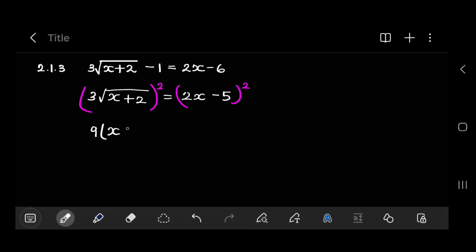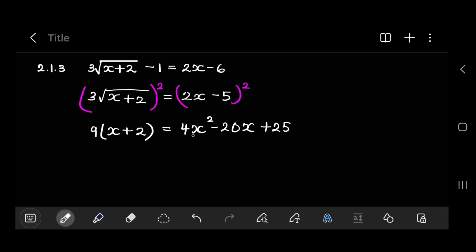So you're going to be left with x plus 2, because remember, the 3 was multiplied with the surd. So it ends up being 9 times whatever was underneath the square root. On the right-hand side, a binomial squared is going to result in a trinomial. We will have 4x squared minus 20x plus 25. Here's how we get that.